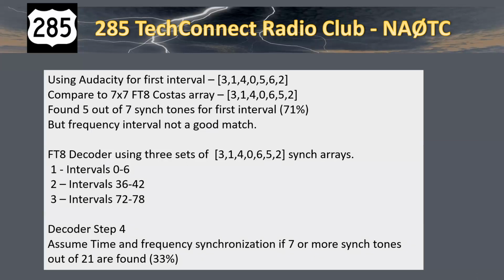The decoder, once again, uses 3 sync arrays at intervals 0 to 6, 36 to 42, 72 to 78. And when it goes in and repeats this multiple times, if 7 or more tones out of 21 are found, which is 33%, it considers that to be in sync and that you've got a message. So 71% is pretty good, actually.